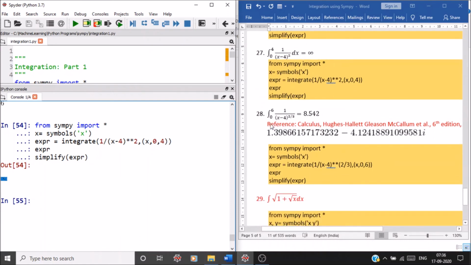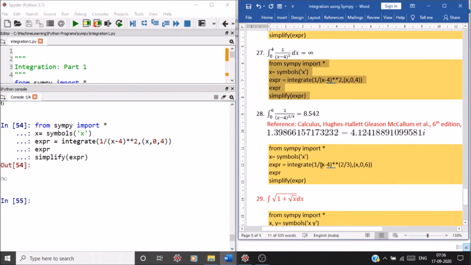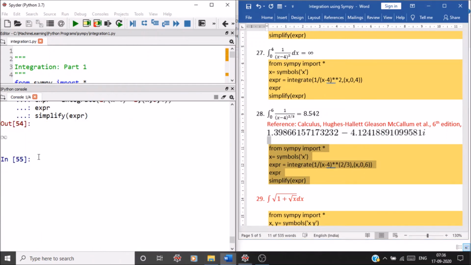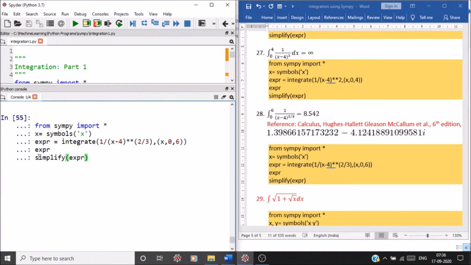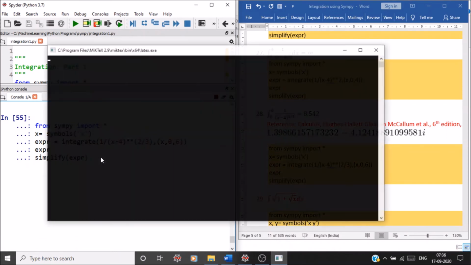Similarly, you can see the result. Integration from 0 to 6 of 1 by (x minus 4) to the power 2 by 3. Okay, so you can see here 1 by (x minus 4) to the power 2 by 3, and the lower limit is 0 and the upper limit is 6, and we can execute it and see the result. And the result is what?